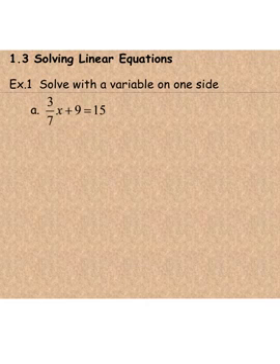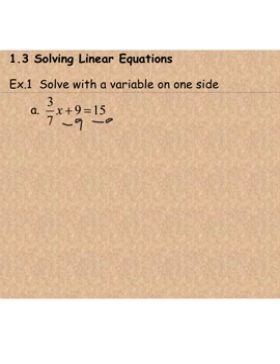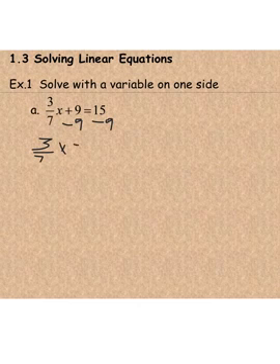Section 1.3, solving linear equations. In example 1, we're going to solve with a variable on one side of the equation. Our first example, 3/7 x plus 9 equals 15. We want to start by subtracting 9 from both sides of the equation. That will leave us with 3/7 x equals 6.